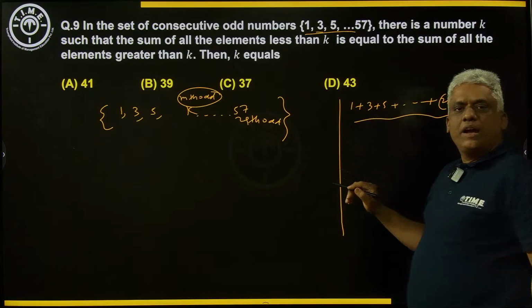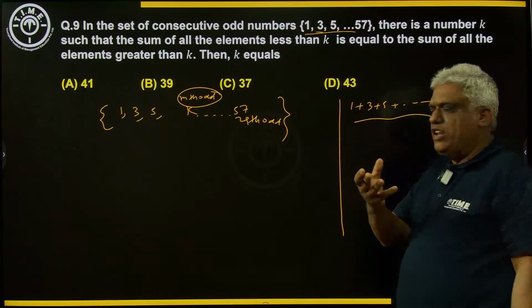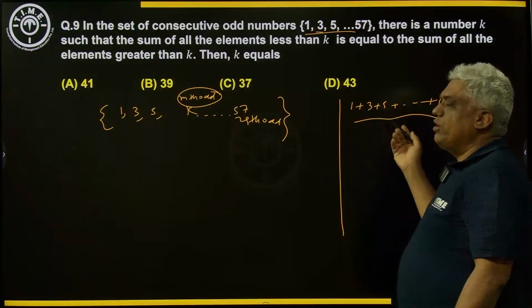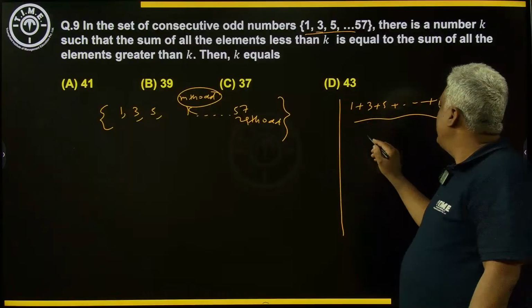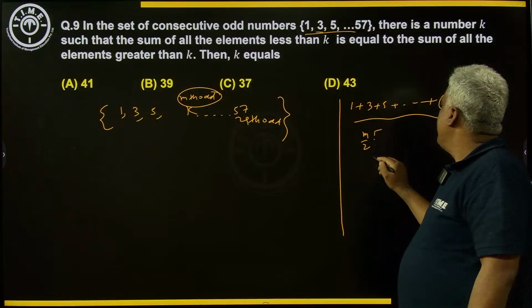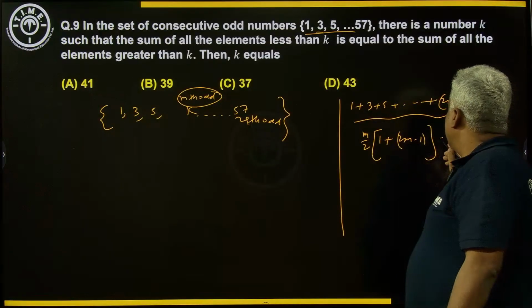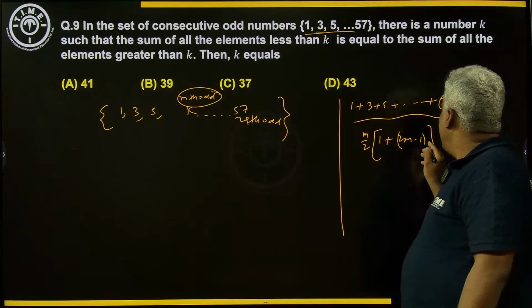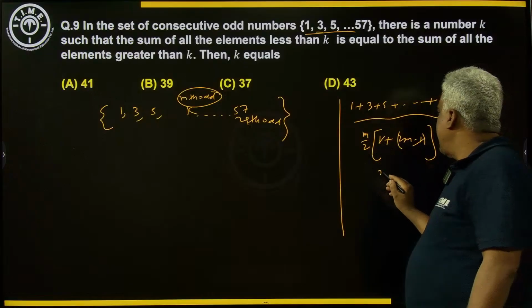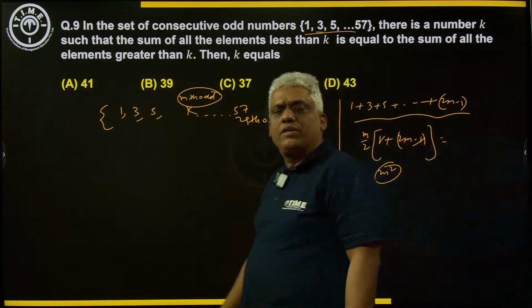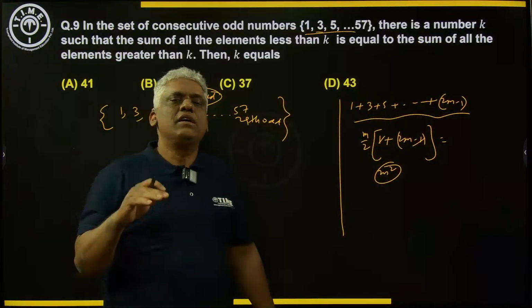So they are in AP. If you find the sum, many of you must know this, the sum of the first m odd numbers is m square. Here there are m odd numbers, so m by 2 times the first term plus the last term. The 1 gets cancelled, the 2 gets cancelled, and we get m square. Sum of the first m odd numbers is m square.